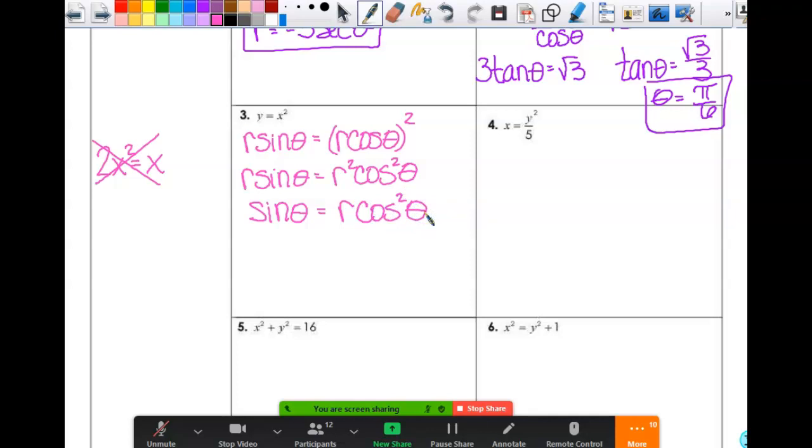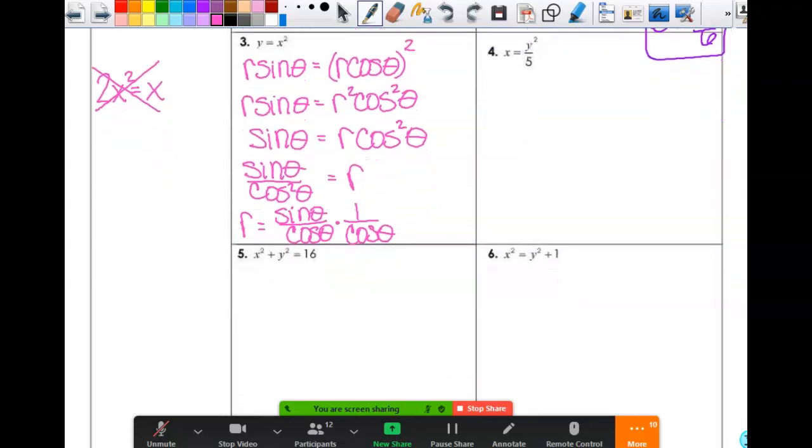Still trying to get r by itself. So I'm going to divide both sides by cosine squared. This gives me sine theta over cosine squared theta equals r. Okay, so I can't leave it as a fraction like that. I know sine over cosine is tangent, but that cosine is squared, so I'm going to move my r to the left and get r equals sine theta over cosine theta times 1 over cosine theta. That way I've kind of split those up. Does that make sense?